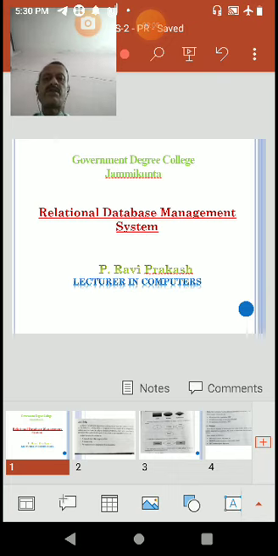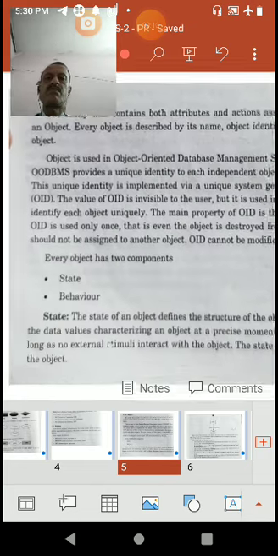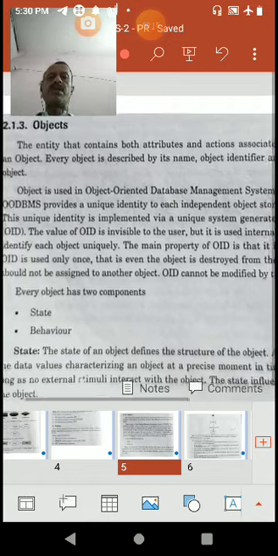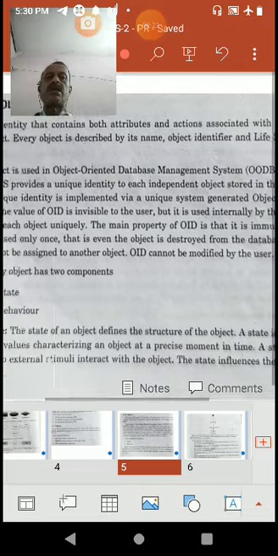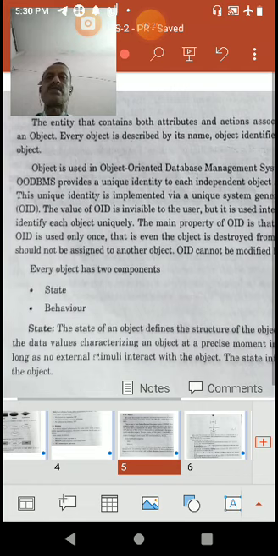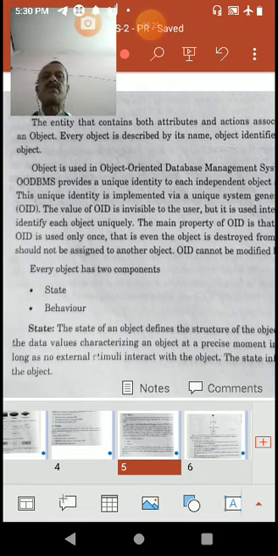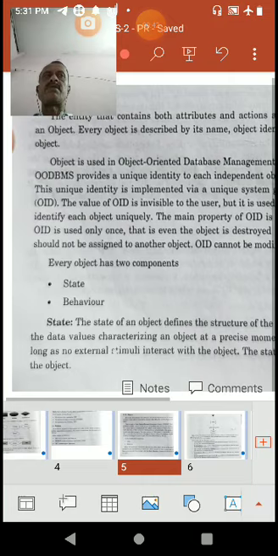Today we are going to discuss objects. The entity that contains both attributes and actions associated with it is called an object. Every object is described by its name, object identifier, and the lifespan of the object.